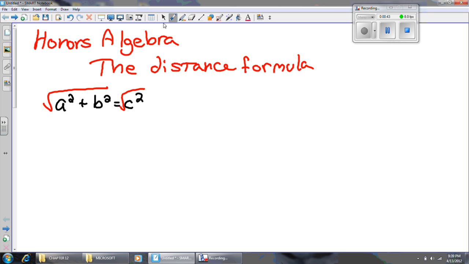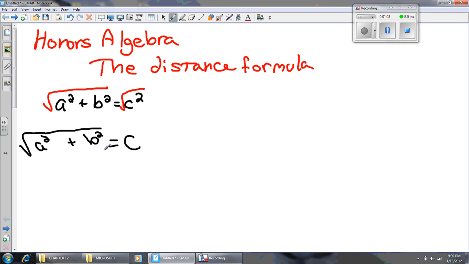Okay, and when we do that, we'll end up with c equaling the square root of the sum of the squares of a and b, right? Now in a minute we're going to come back and talk about this, but I wanted you to see that. Hopefully that should seem real simple to you.